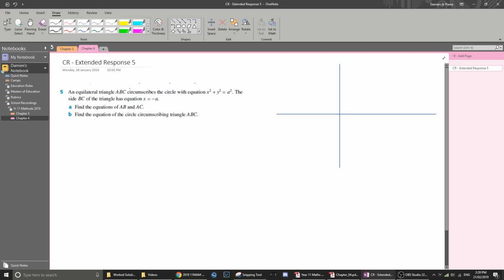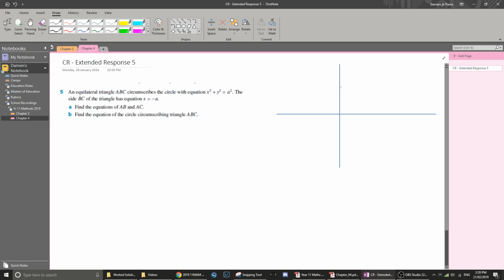Okay. So, equilateral triangle ABC circumscribes the circle. That means there is a triangle around the outside of a circle and it's just touching the circle. Pretty much its lines are tangent to the circle. It just touches, doesn't bisect, it just touches it at the sides. Okay? So let's do a quick little sketch.